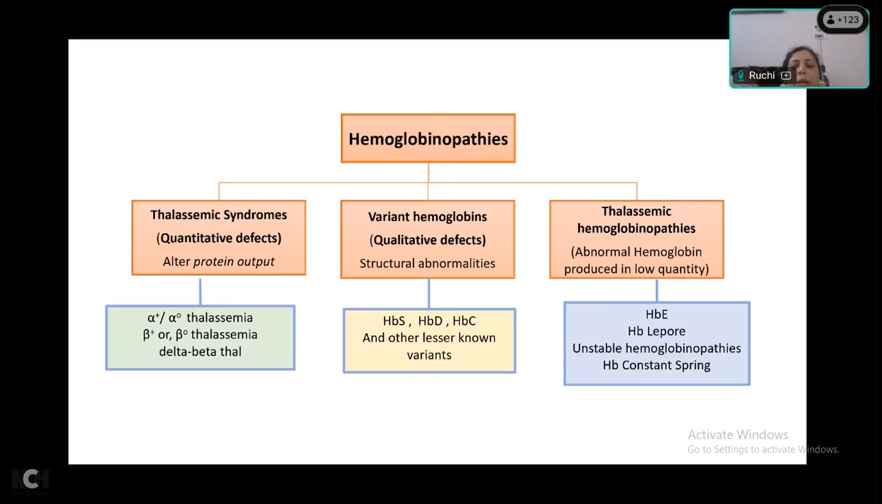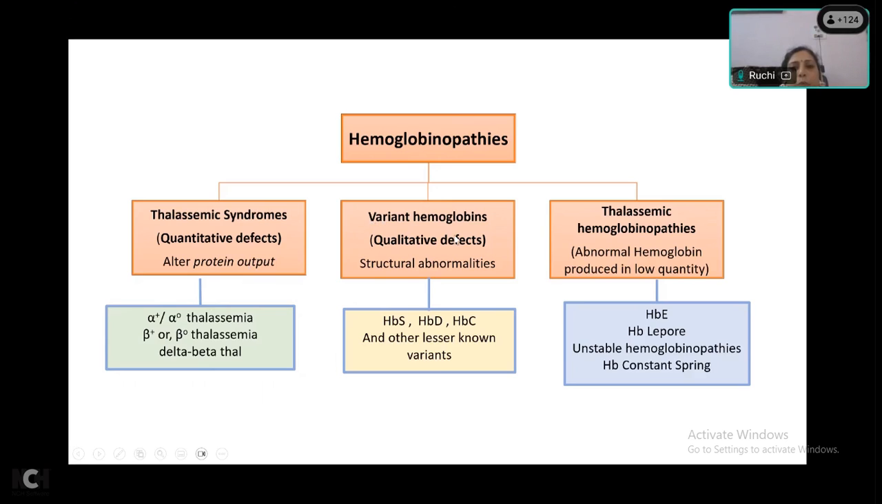A normal adult hemoglobin, we all know, is made up of 2 alpha and 2 beta globin chains. We can classify defects into thalassemia syndromes, where there is a quantitative defect, meaning it can be an alpha thalassemia or a beta thalassemia. When there is a mutation in the alpha globin gene, we call it alpha thalassemia. If there is a mutation in the beta globin gene, we call it beta thalassemia. If there are mutations or loss of the delta beta part of the gene, we call it delta beta thalassemia. So in all of these states, the hemoglobin which is formed is normal, but the amount produced is reduced.